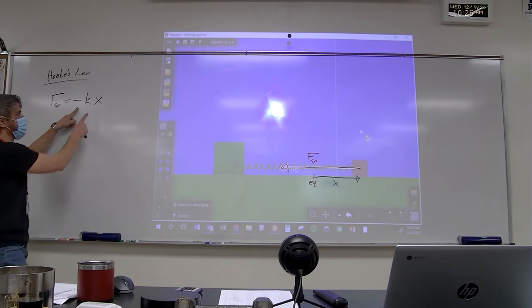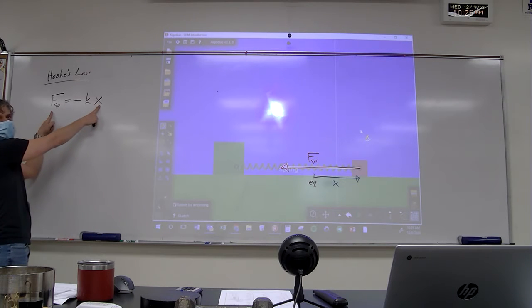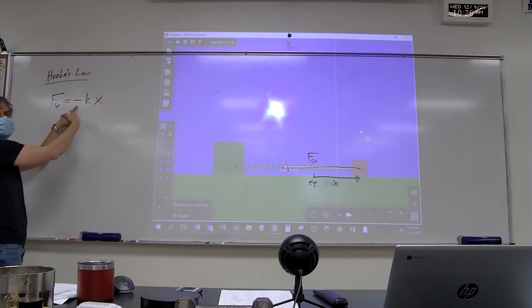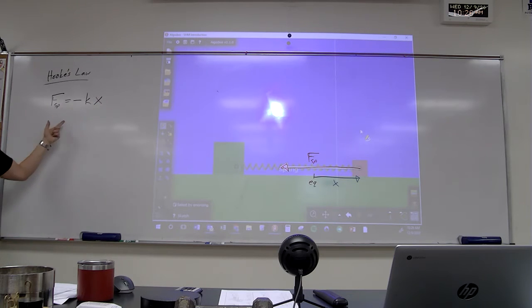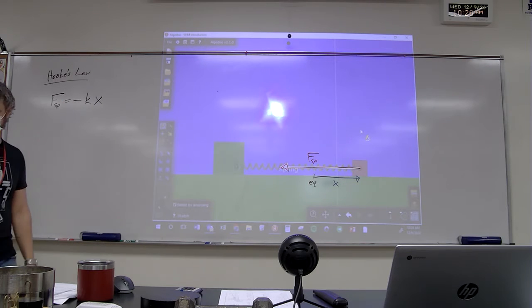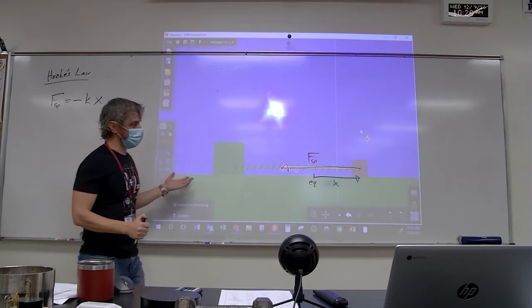Negative because, well, for a positive displacement, the resulting force must be negative, right? So that negative takes care of it. If my displacement is negative, then the resulting force must be positive, so that negative displacement times that negative is a positive. Good?